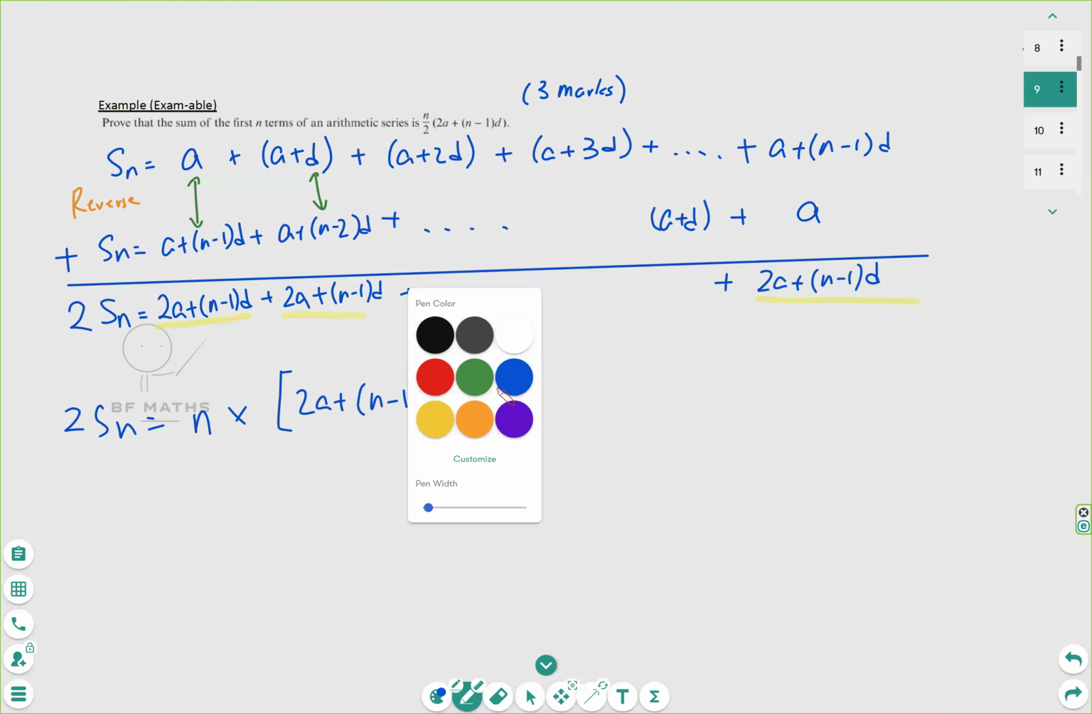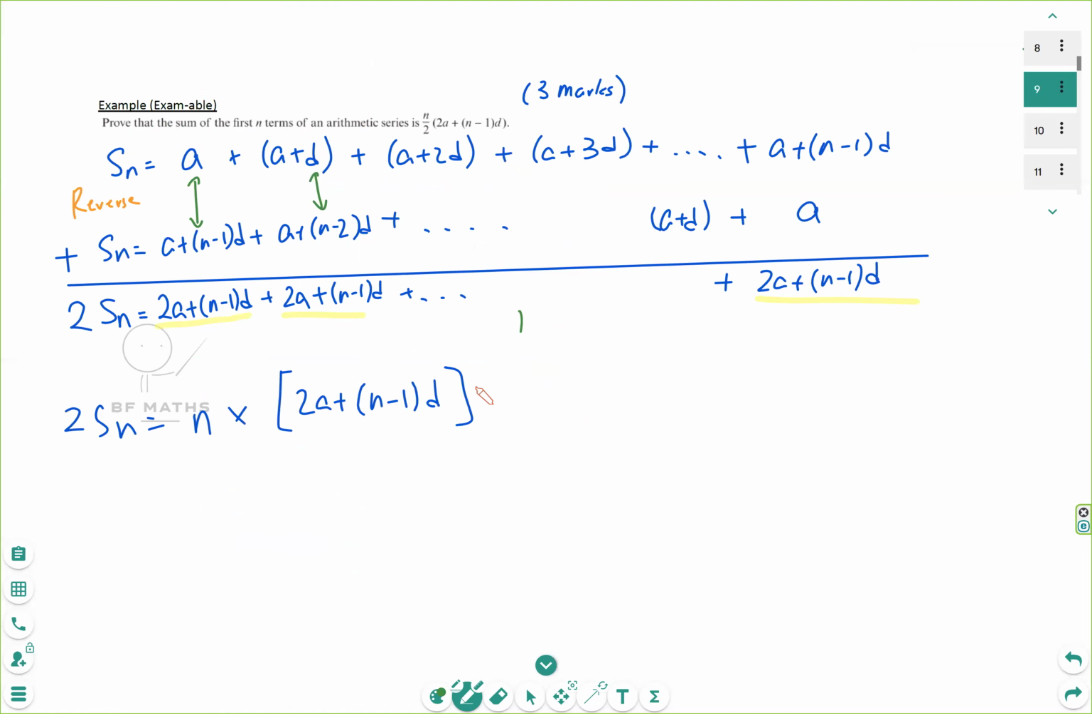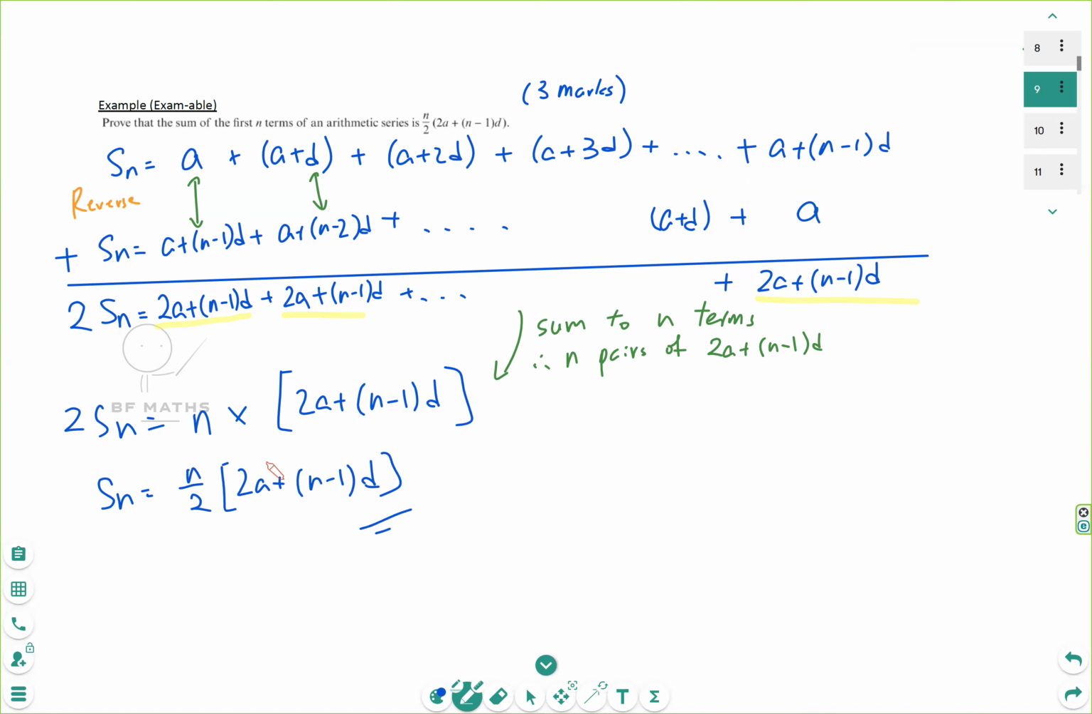I'll explain in here. Sum to n terms. Sorry about my writing, a bit ugly. Sum to n terms. Therefore, n pairs of 2a plus n minus 1d. So therefore n times. Okay, so if we divide the 2 over, it'll be n over 2 times 2a plus n minus 1d, as required.